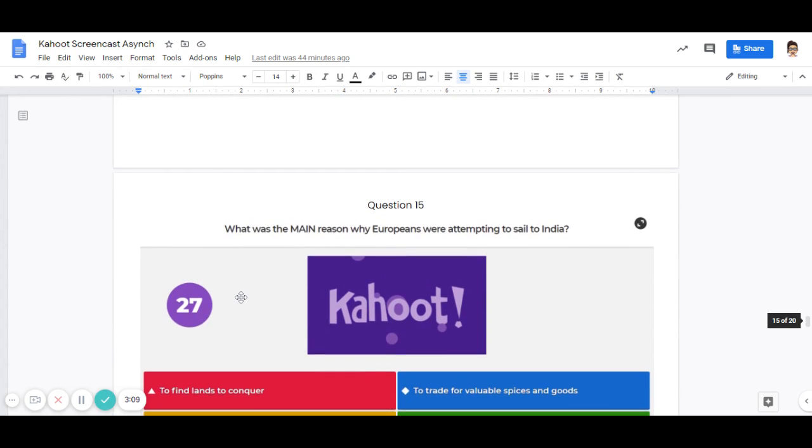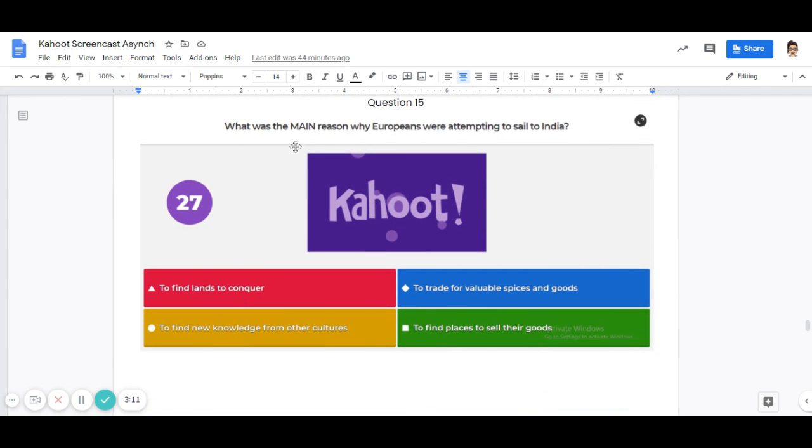And question 15. What was the main reason why Europeans were attempting to sail to India? So this was from the first day of our exploration notes, and these were in Edpuzzle. And it was to trade for valuable spices and goods. So they might have been trying to find land to conquer, but their main goal was to get things like silk and diamonds, ivory, porcelain, all kinds of goods and spices that they did not have in Europe.